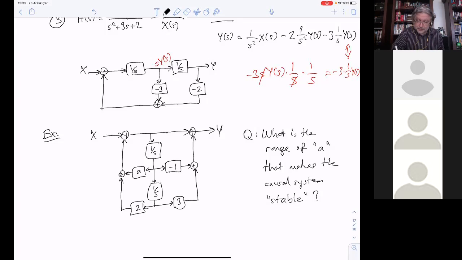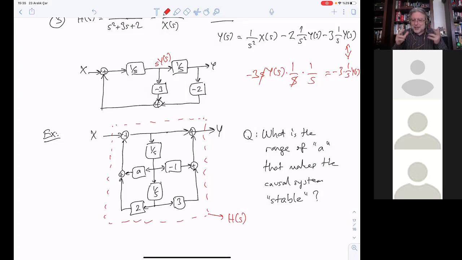But for that, your job is to find this system as H of S. So what is this H of S from X to Y? In between there is a system. What is this H of S, and where are the poles of it in terms of A? Those poles must all be in the left-hand plane so that the j omega axis is included in the region of convergence. That is the stability condition. So what A values will do that?